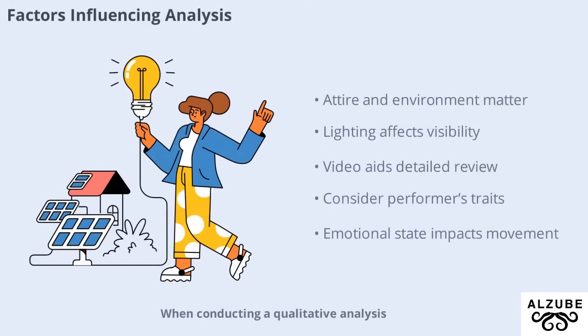When conducting a qualitative analysis, several factors can influence the quality of your observations. The performer's attire, the environment, lighting, and background all play a role in how clearly you can see and assess movement. Additionally, the use of video can enhance your ability to review and analyze performance in detail.